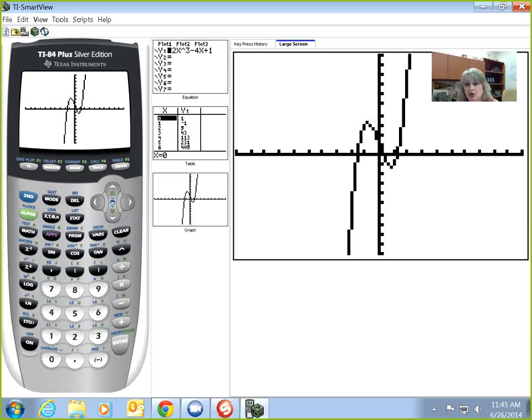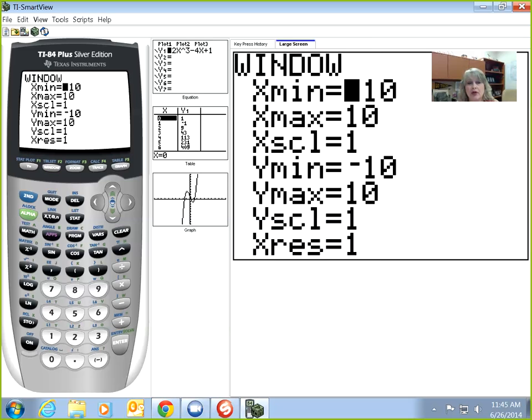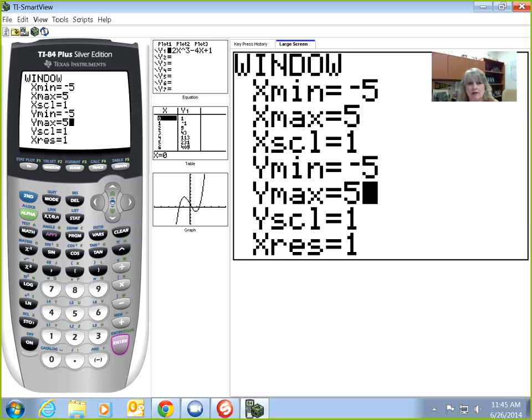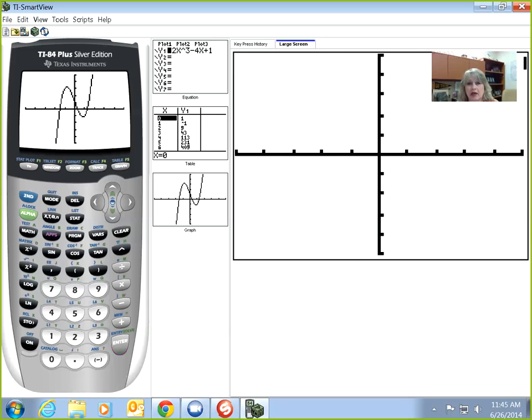Now, I want a better picture than this, so I'm going to go to my window button on my calculator, and I'm going to change my x-min to -5 and my x-max to +5. So I'm kind of zooming in a little bit. My x-scale, we're going to keep as 1. Y-minimum, we'll change from -5 also to +5 on our y, and keep our y-scale as 1. All right, so now let's look at the graph again. That's a much clearer picture.